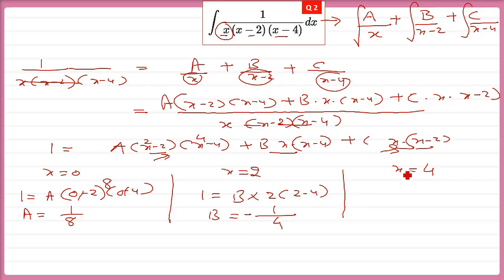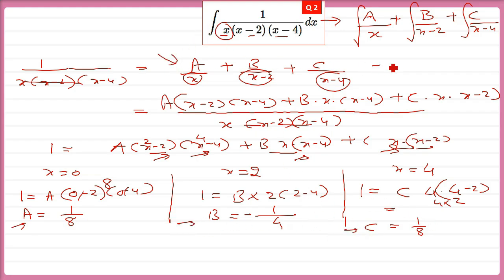Now coming to c. When you put x equals to 4, the first and second terms along with a and b will become 0. You will get c here. Now put x equals to 4. So 4 minus 2. So 2 into 4 is 8. So c also has come as 1 by 8. So a, b, c we have got. Now replace these three in this one. Let us call it equation number 1, and then we'll integrate them separately.